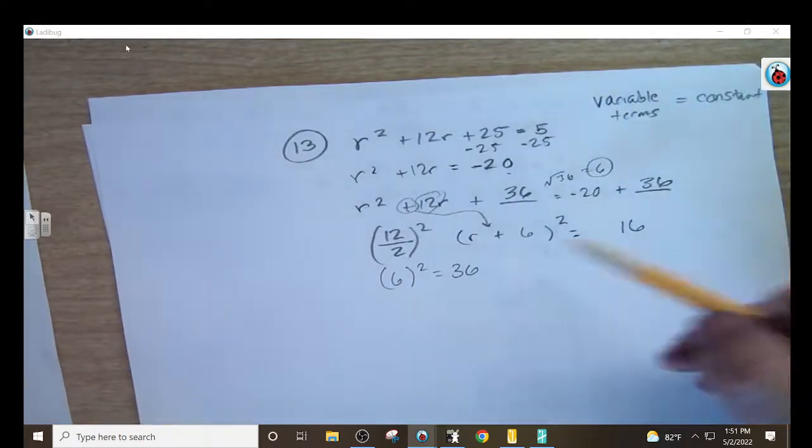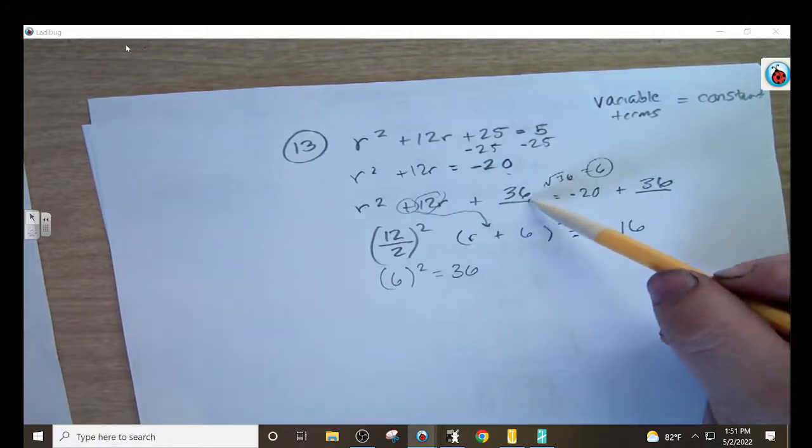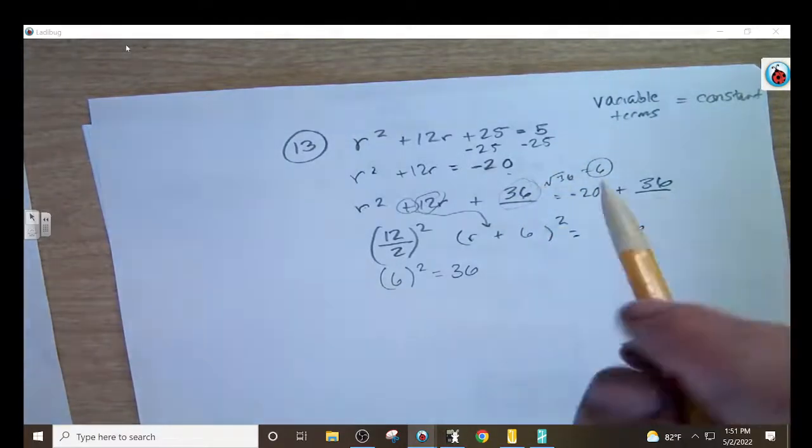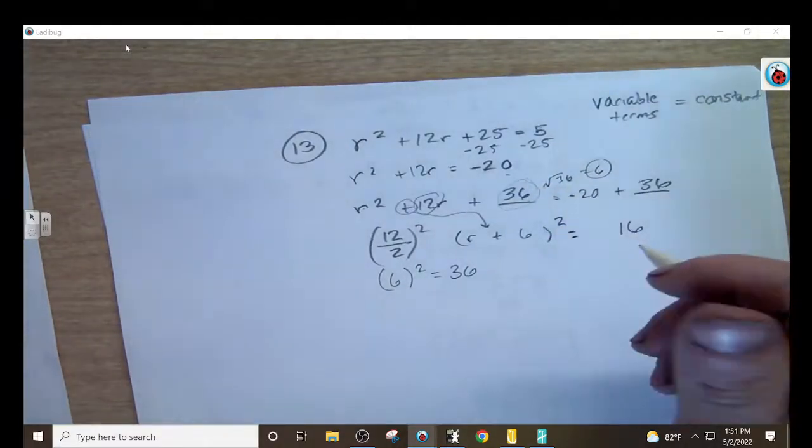So variable, first sign, square root of the c value. Guys, remember that will always be a perfect square. If you take the square root of that number and it's a decimal, something's wrong. It needs to be a whole number.